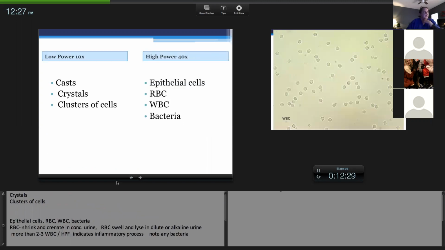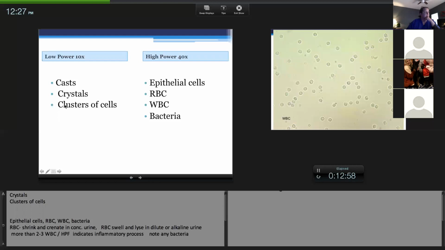So what are we going to look at? Your low power, which is your 10x, is when you put it on the slide, you want to look at low and do a survey of the slide. Just look for the general population. Are there cells present? Are there crystals present? Are we seeing a lot of debris? And you're going to look for casts.